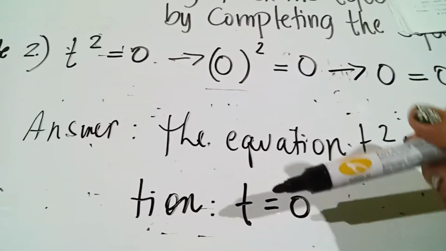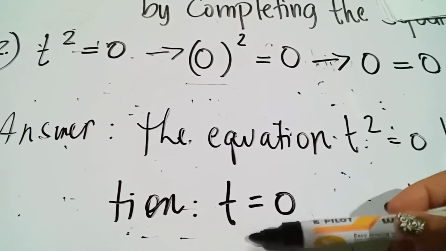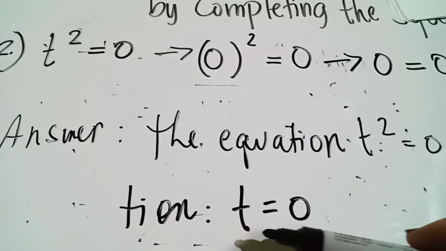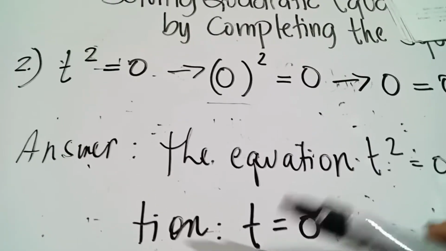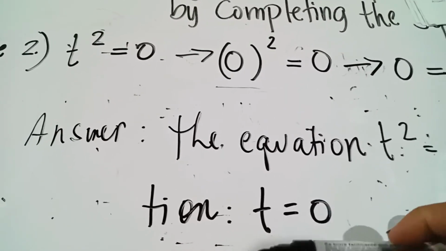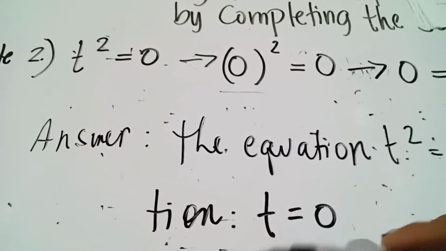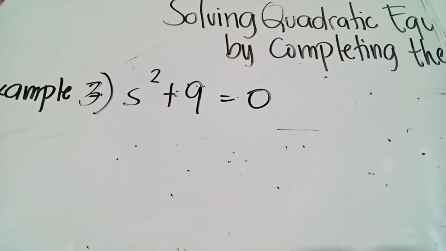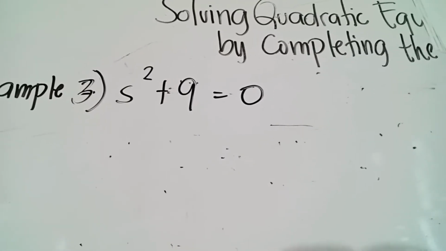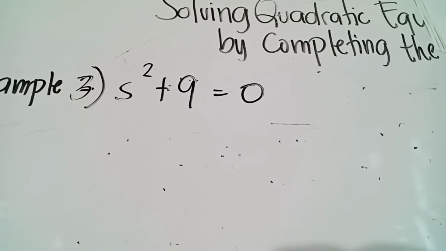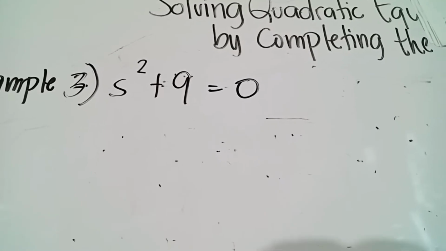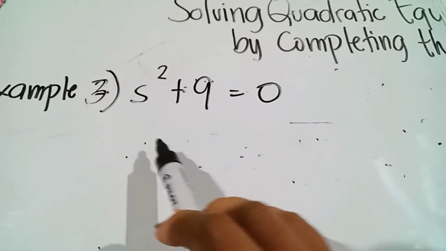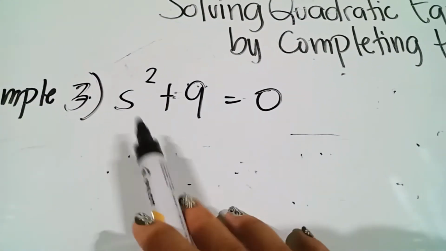Kung ano yung variable na ginamit, yun po yung gagamitin natin. Baka mamaya, yung variable na ginamit ay t, pagdating dito naging x or di kaya naging k. So again, whatever variable ang ginamit natin, yun po yung gagamitin natin. Example will be s squared plus 9 is equal to 0. Okay, so ang gagawin natin, of course, to find the value of s squared.